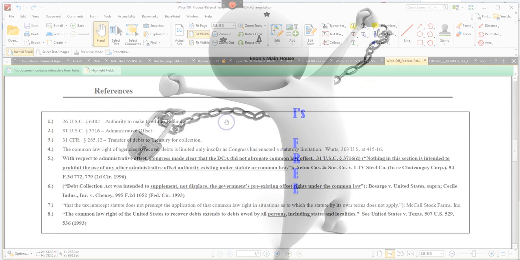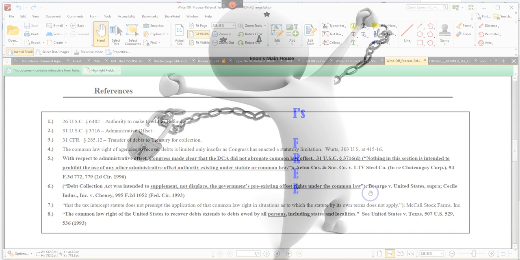this is a document that was put together by our write-off department. Pay attention. The authority to make credit or refund, administrative offset, transfer debt to the Treasury for collection. These are the codes. Common law right of agencies to recover debt is limited only so far as Congress has enacted legislative statute. However, your common law right to offset debt is not limited in the same way the government is limited. Pay attention. The Debt Collection Acts were intended to supplement, not displace, the government's pre-existing offset right under common law. Same thing we've been talking about.